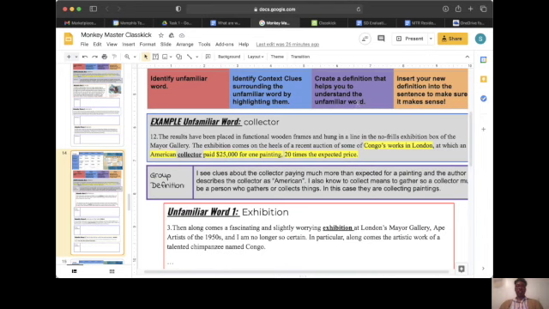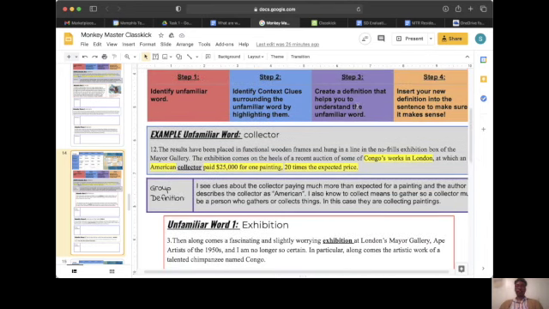All right, so we did step 3 with our group definition. Well, we created a definition and we insert the word here. So I'll go back to that second sentence. The exhibition comes on the heels of a recent auction of some of Congo's works in London, at which an American person who gathers paintings paid $25,000 for one painting, 20 times the expected price. So that goes with it. It makes sense in the sentence. So that is our definition that we will write down here. All right.